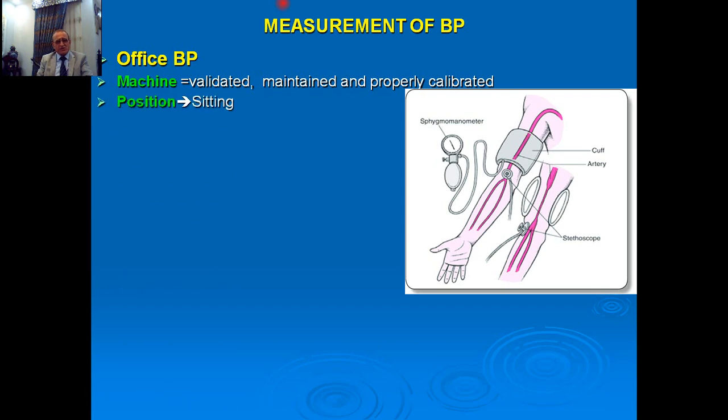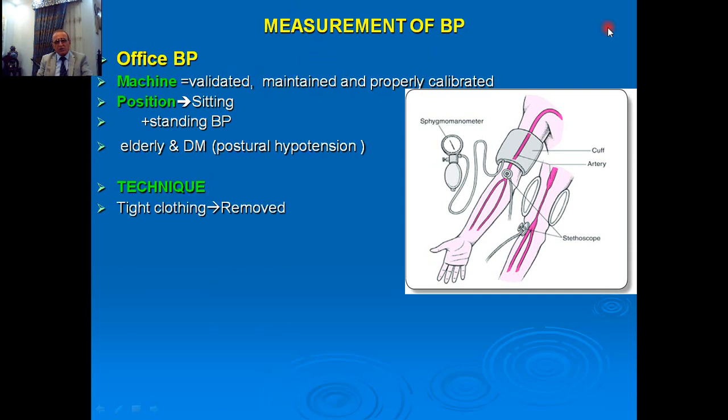Then first, the position of the patient. Mostly it is sitting. It can be lying so that he will relax. Sitting, and then you should take a standing blood pressure in those who are elderly and diabetic to exclude postural hypotension. What technique? This is a technique.